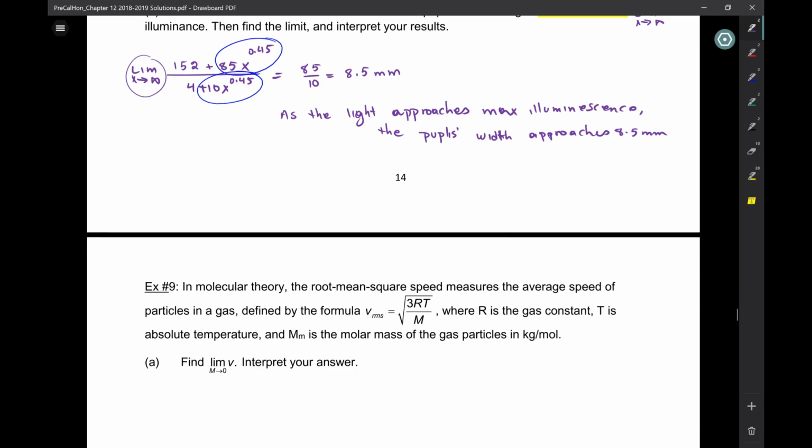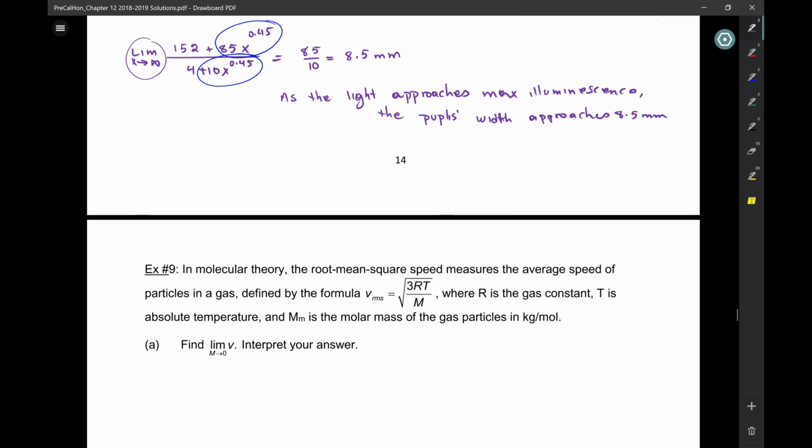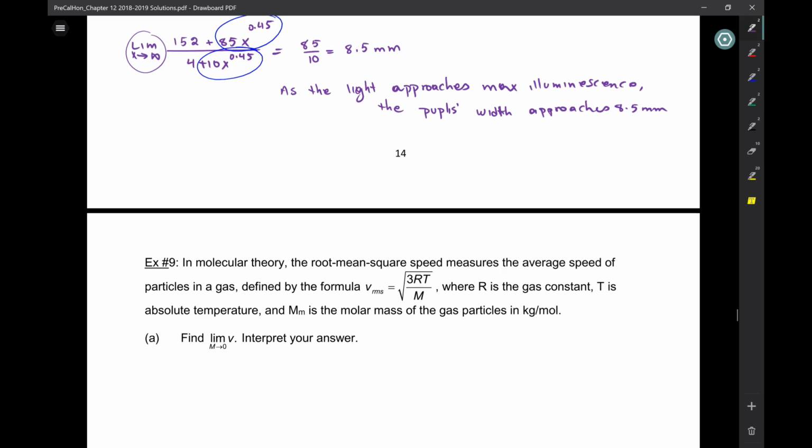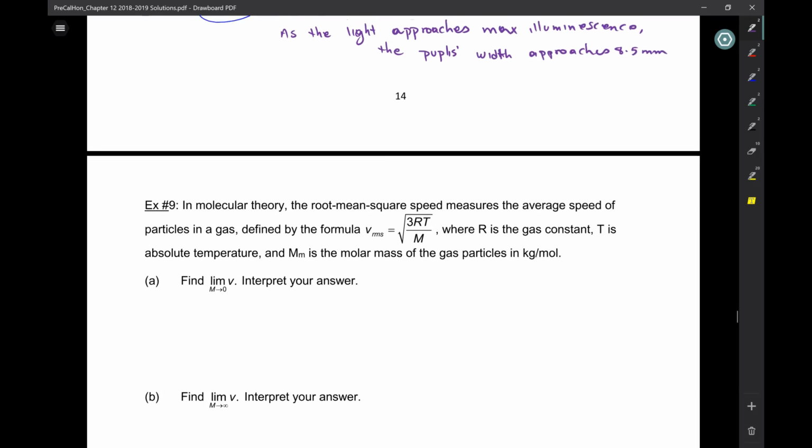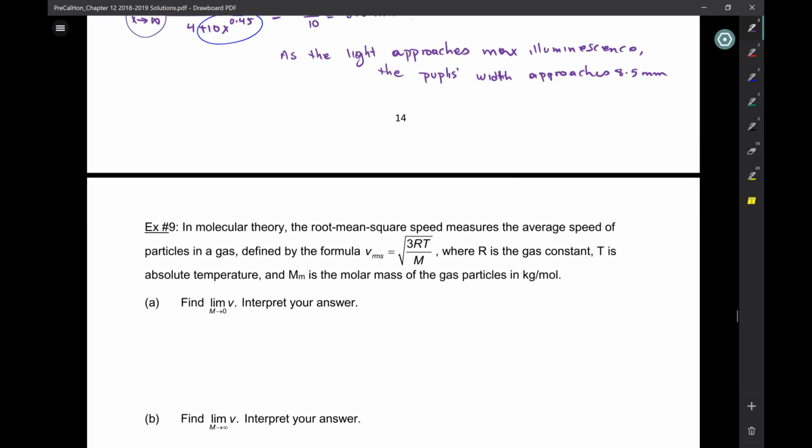Ooh, there's 10 minutes left. Okay, let's do this. Okay, molecular theory. Those of you guys that just finished AP honors, AP Chem, you should have seen this, okay? So the root mean square speed measures the average speed of a particle in a gas, right? In kinetics, okay, that's like one of my favorite parts in chemistry, by the way.